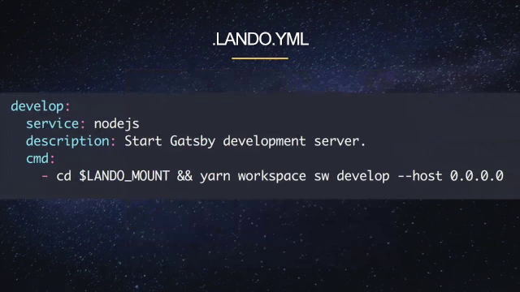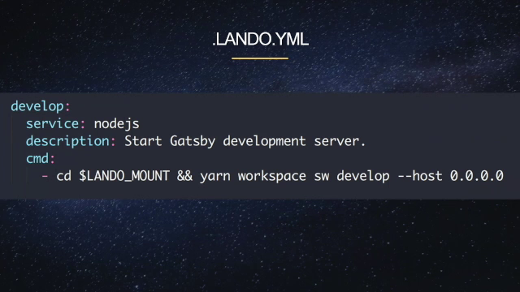Then we have the develop command. This is also under the tooling. This one's more custom. It's going to run in the Node.js container. I put a description on there. So whenever you run Lando or Lando help in your command line, the description is what gets shown next to the command. It lists all the commands that are available. So you'll see your custom develop listed and its description, start Gatsby development server.